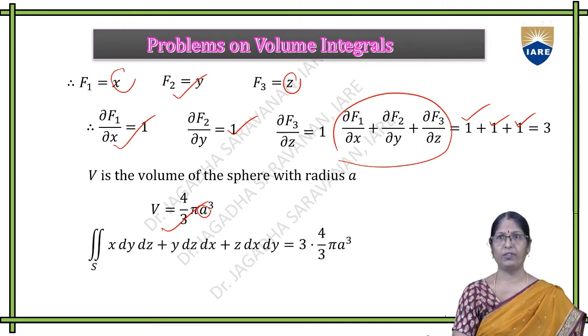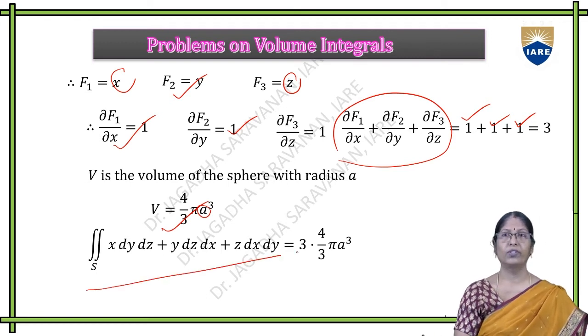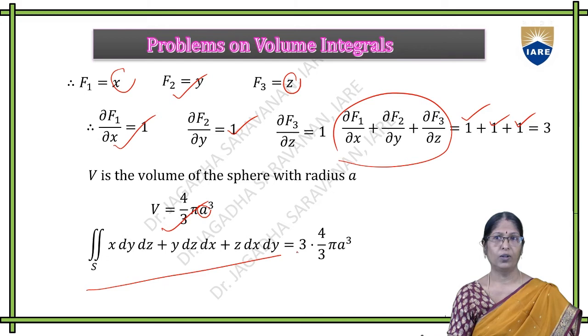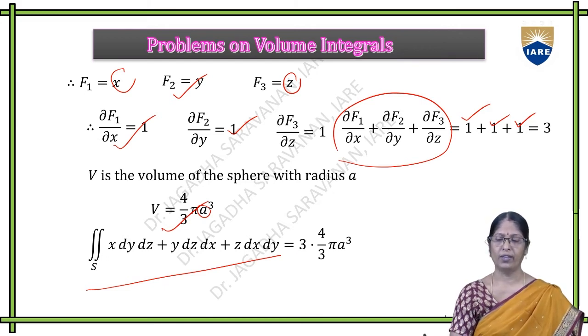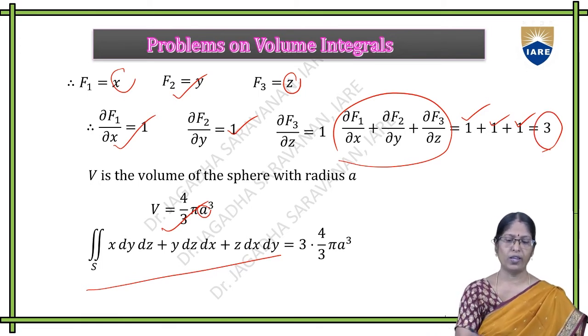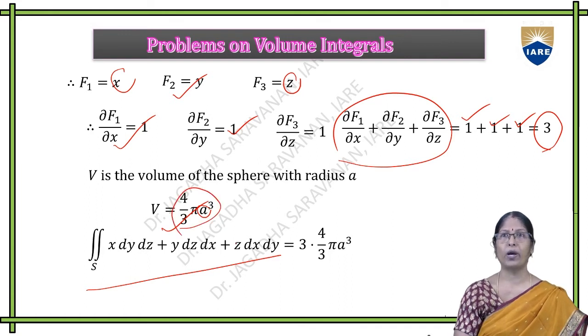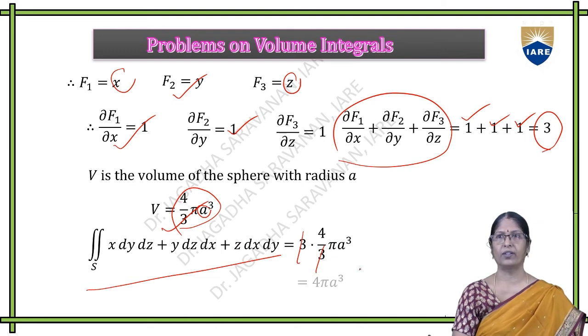Our surface integral equals our volume integral. The volume integral's result, the divergence of f, we got it: that is 3 into V. V is nothing but 4 by 3 pi a cube. So the 3 gets cancelled, and the final result we obtained for this problem is 4 pi a cube.